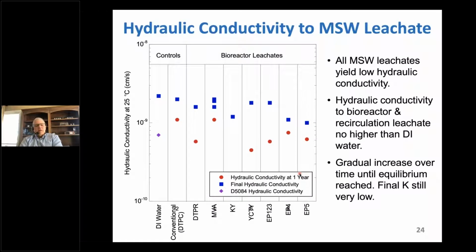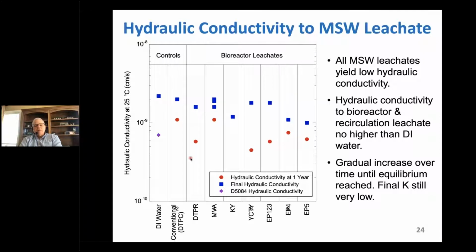Here's the example I promised I would show. This is just data from MSW leachate for different leachates from different facilities. I noticed I've got some funny numbers here in the background. I don't know what those are. Please ignore those that seem to be behind the caption on the x-axis.